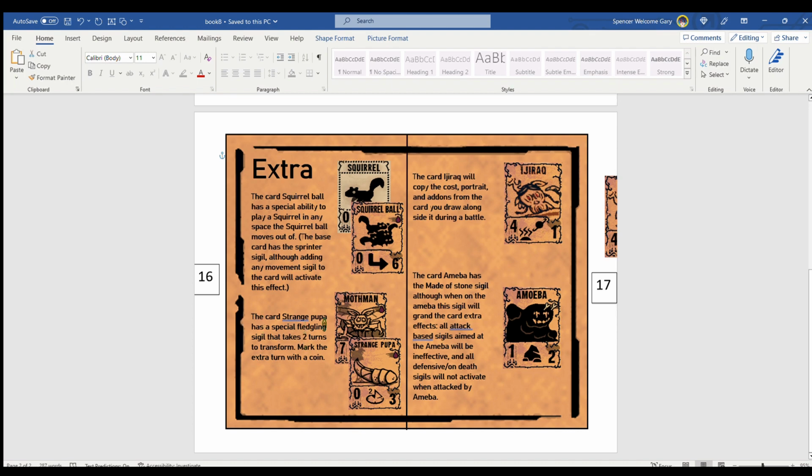The card Strange Pupa has a special fledgling sigil that takes 2 turns to transform, so you'll mark the extra turn with a coin. And that's because a card only has 2 sides, so I couldn't flip the card 3 times.